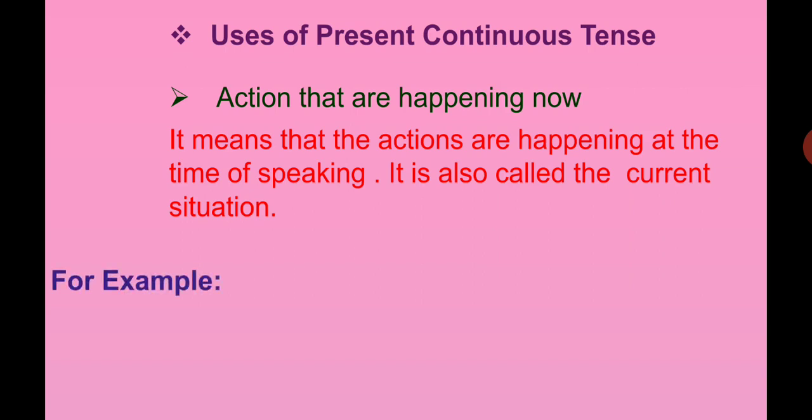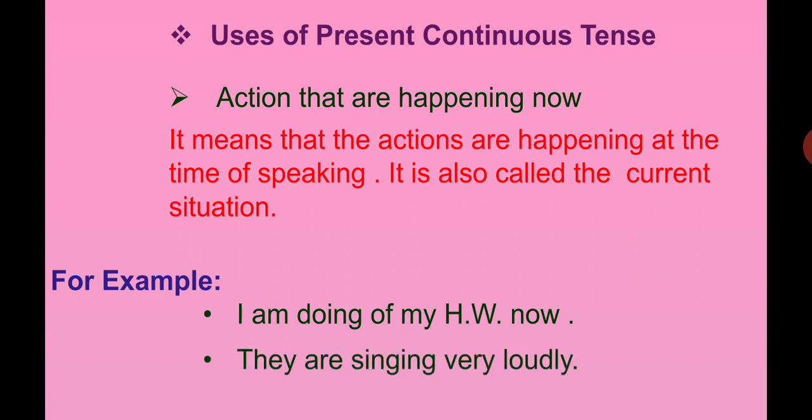Let's see the example and understand properly. I am doing my homework now. Now means at the time of speaking, I am doing my homework. That's why the sentence is in the simple present continuous tense.